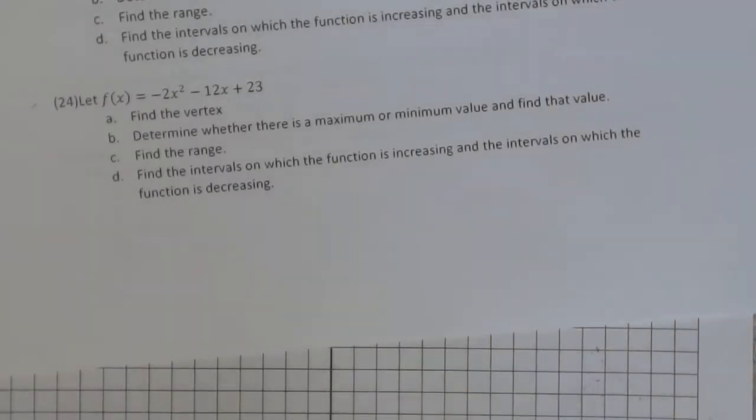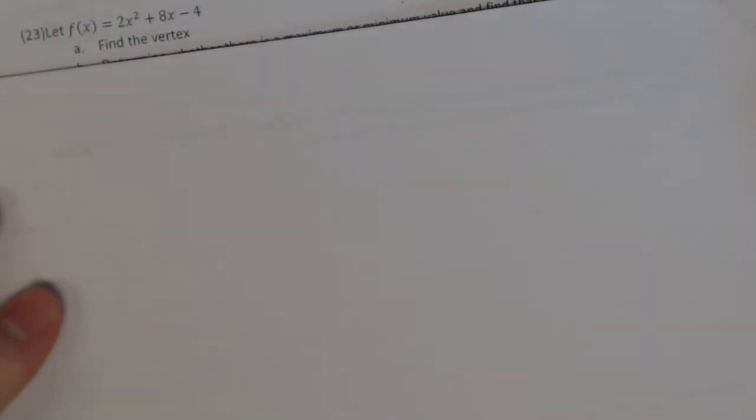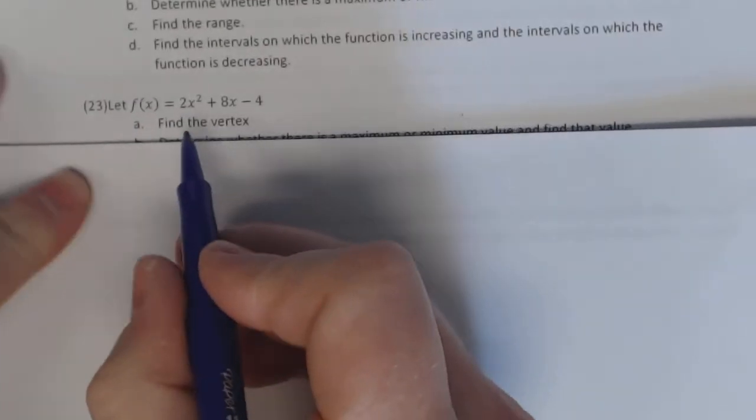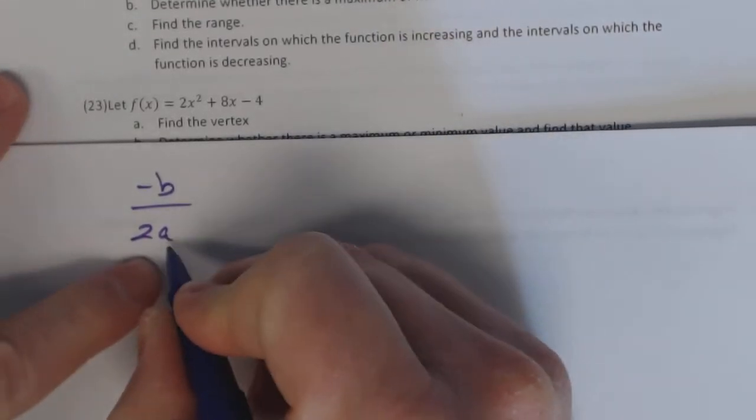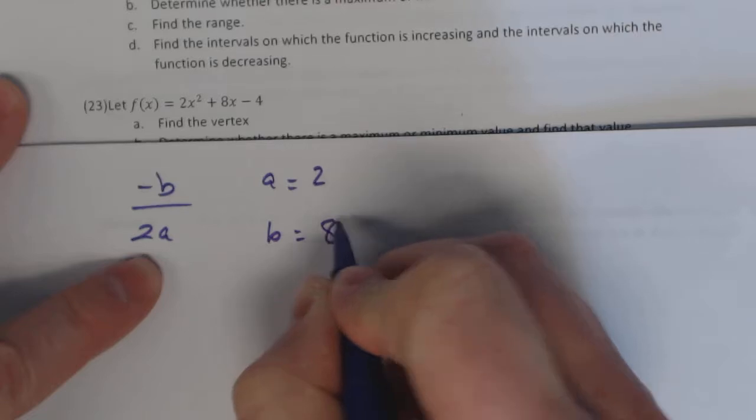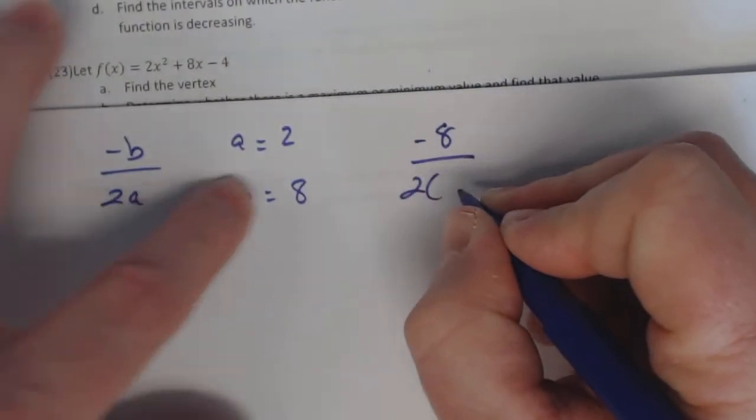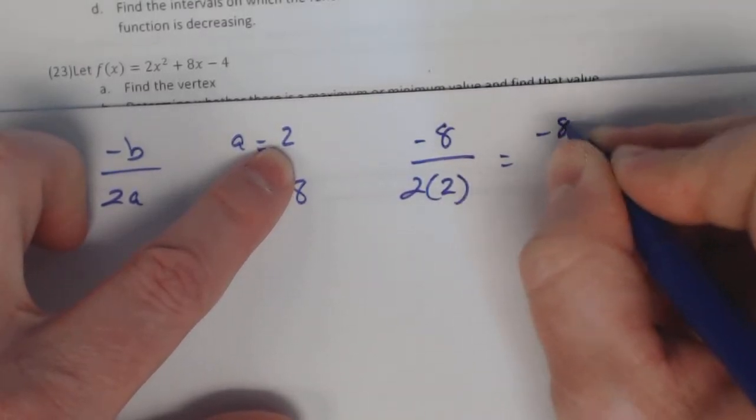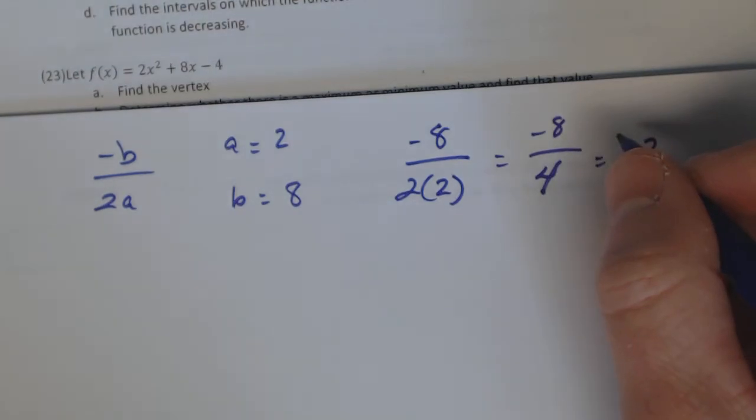Let's try it again. I'm going to do this without trying to explain too awful much. Here we go. I'm just going to go through here and find the vertex. So number 23, part a, we're going to do negative b over 2a. That's going to be the x-coordinate of the vertex. My a value is 2, my b value is 8. So negative 8 over 2 times 2. Negative 8 over 4, negative 2. That's the x-coordinate of the vertex.